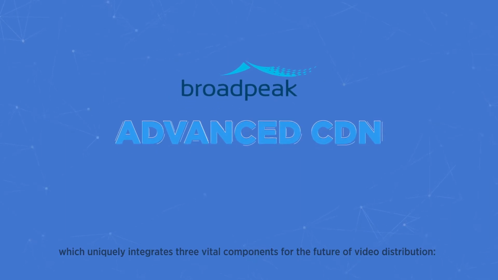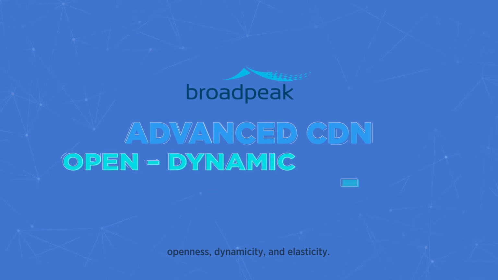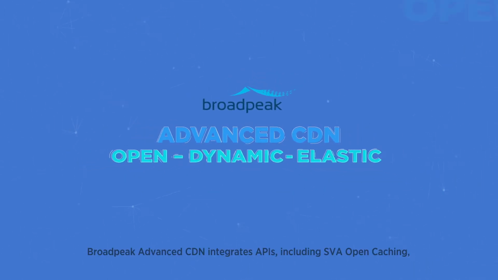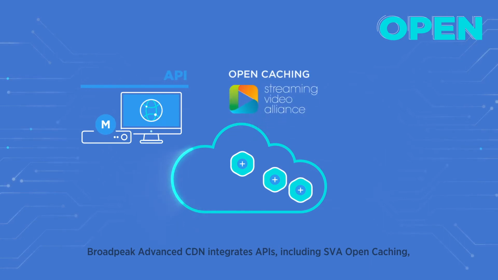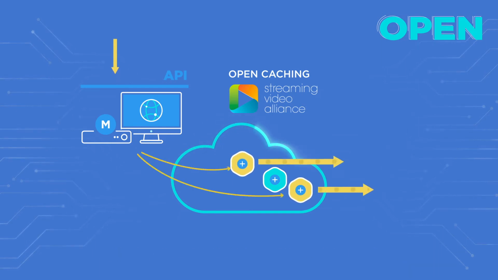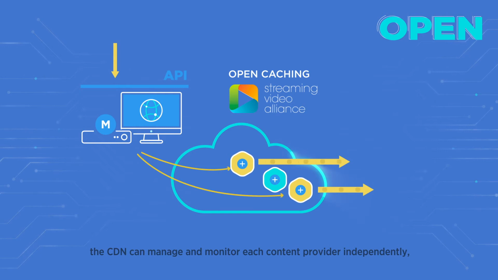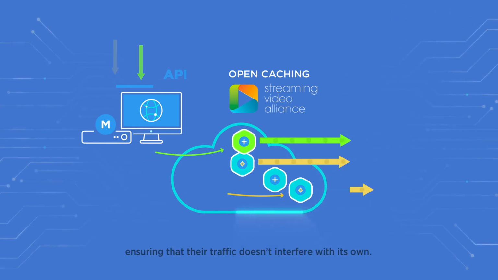To respond to these new demands, Broadpeak has overseen a major architectural evolution of its CDN, which uniquely integrates three vital components for the future of video distribution: openness, dynamicity, and elasticity. Broadpeak Advanced CDN integrates APIs, including SVA open caching, so that third-party content has direct access to the operator's network. Thanks to its native multi-tenant approach, the CDN can manage and monitor each content provider independently, ensuring that their traffic doesn't interfere with its own.